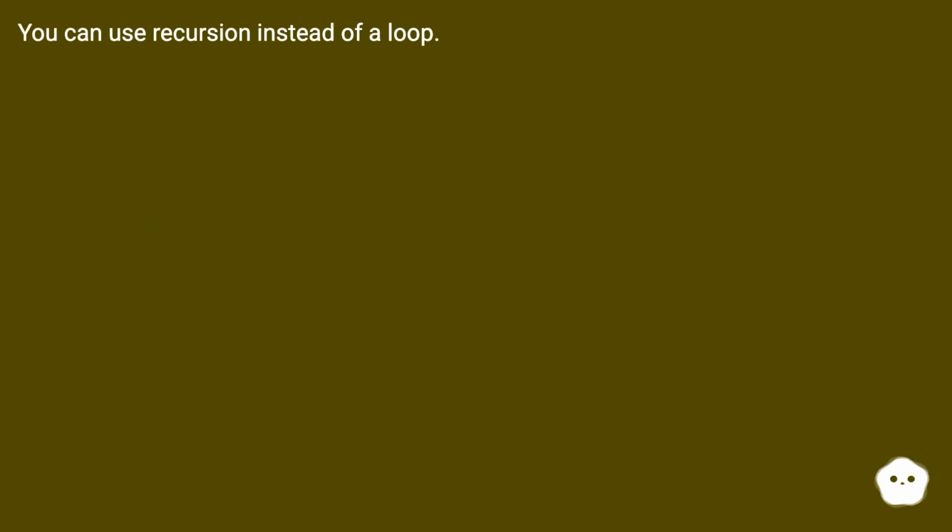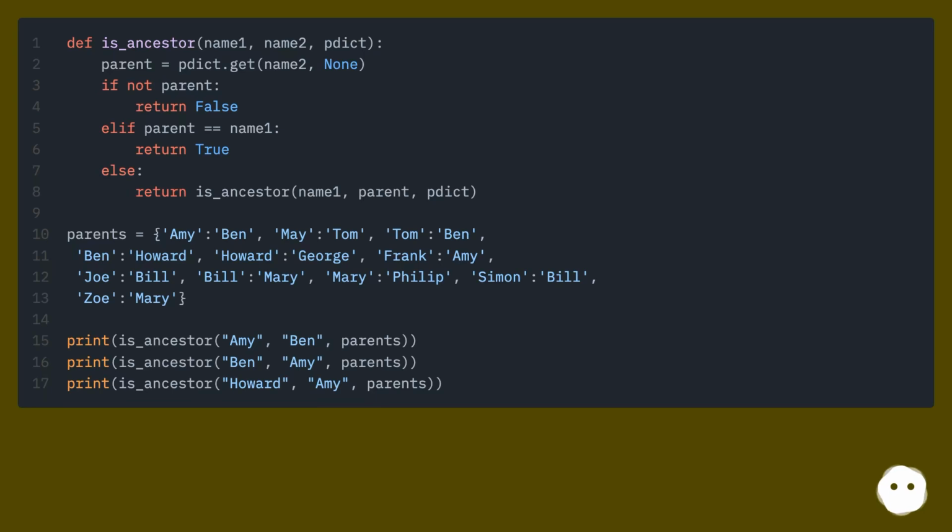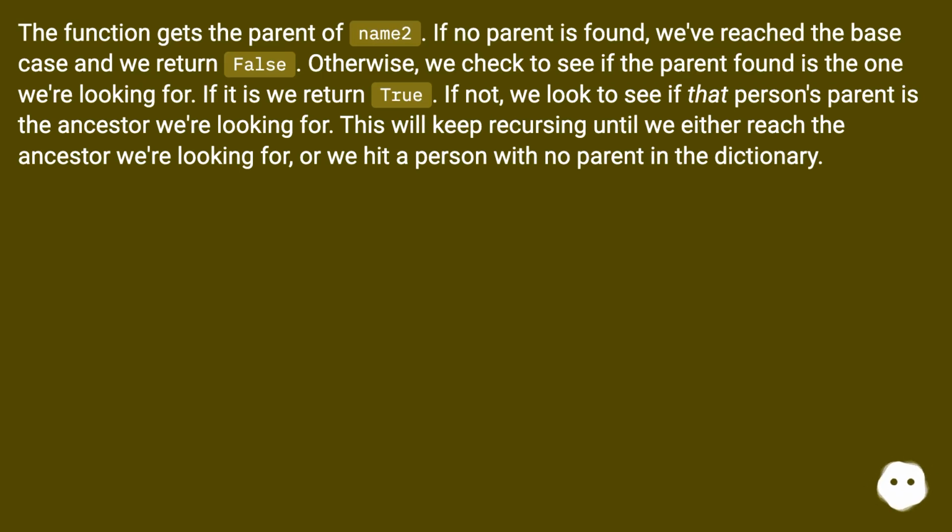You can use recursion instead of a loop. The function gets the parent of name2. If no parent is found, we've reached the base case and we return False. Otherwise, we check to see if the parent found is the one we are looking for. If it is, we return True. If not, we look to see if that person's parent is the ancestor we are looking for. This will keep recursing until we either reach the ancestor we are looking for, or we hit a person with no parent in the dictionary.